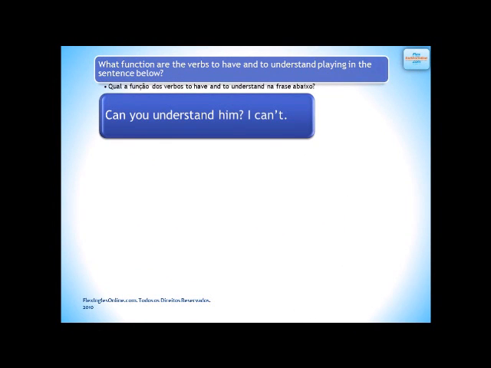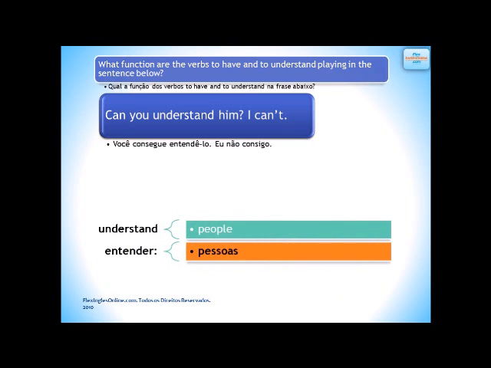Can you understand him? I can't. So understand in this case, understanding people. People who? Him. Entendendo ele. So can you understand him? No, I can't.